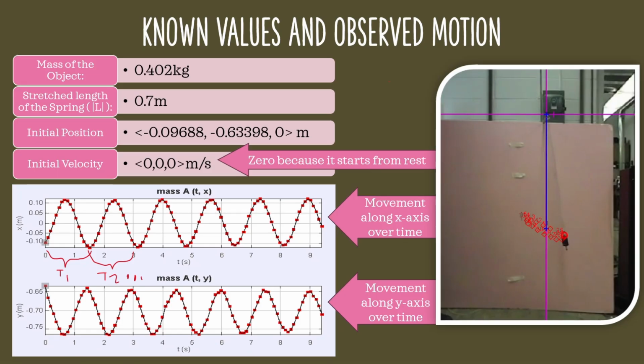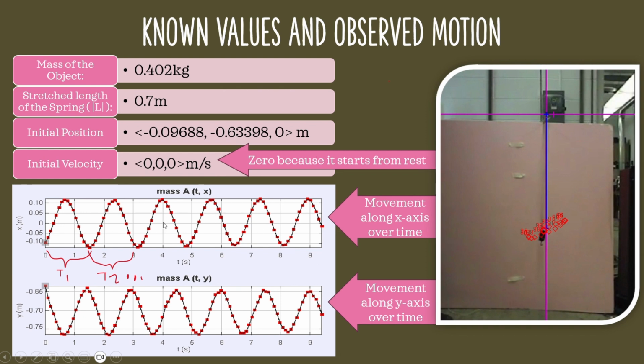And so these were the known values and the observed motion. As you can see, it's moving in an arc pattern right here. The mass of the object was 0.402 kilograms, the stretched length was 0.7 millimeters, and the initial position ended up being this according to my tracker analysis, and this was the initial velocity because it started from rest.